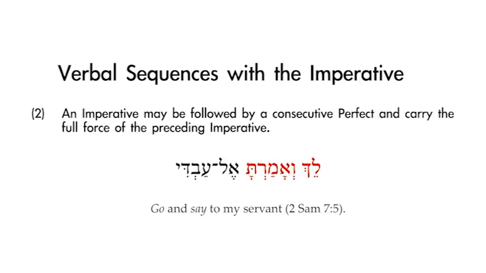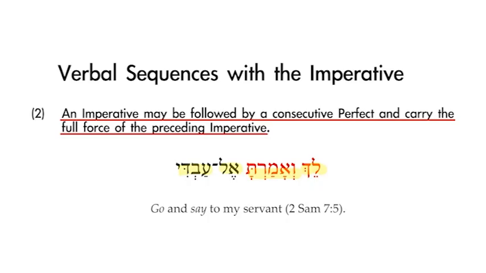The second use. With the second use, an imperative verb may be followed by a consecutive perfect and carry the full force of the preceding imperative. Now, we talked about this in the last chapter with the vav consecutive, but you hadn't had imperatives yet. Now you have the imperative and you can see the full force of the imperative followed by the consecutive perfect. The example is lekh ve'amarta el avdi. Go and say to my servant.